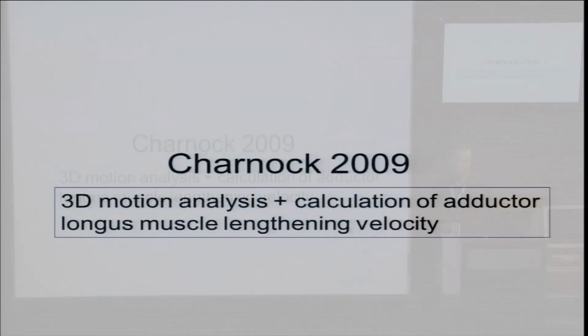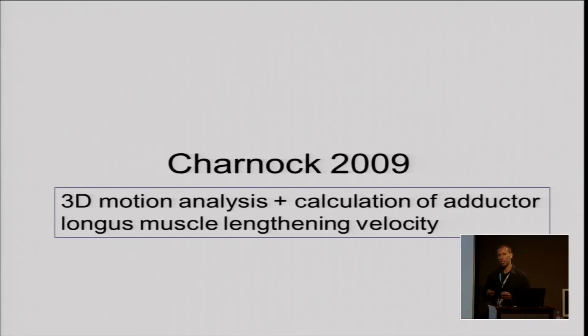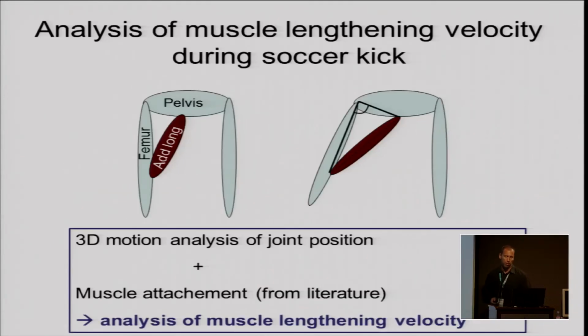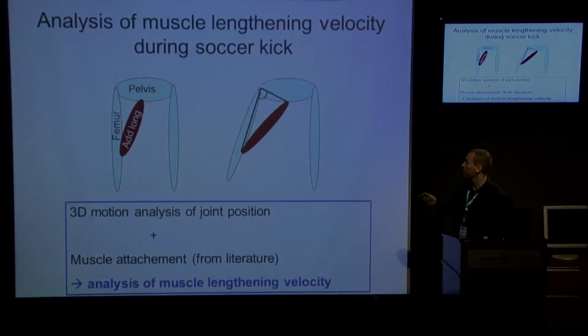So this is a third study. In addition to EMG and 3D motion analysis, they also calculated the actual change in length of the adductor muscles. So you might wonder, how can you do that? They did it by reading in the literature where these muscles attach to the pelvis and to the femur. By doing that, we have a triangle, and then we can use trigonometry to calculate at any given joint position, because we know the angles here, the length of the adductor muscle. So when we have it over time and during the kick, we can also calculate the velocity of lengthening and shortening. So that's what they did in this study.